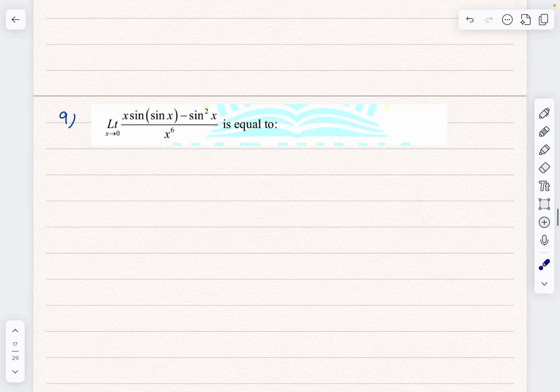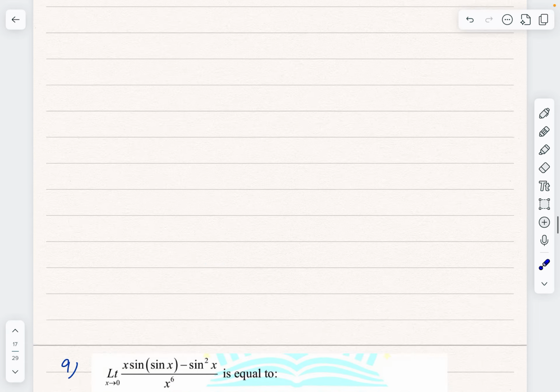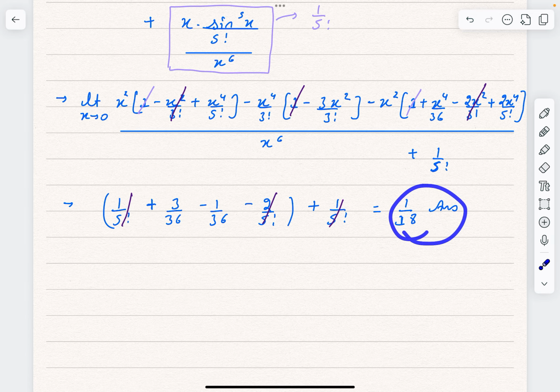Next one, guys. Next we have limit x tends to 0, x sine of sine x minus sine square x by x power 6. You can pause and give it a try. Let us start discussion now. The final answer here is 1 by 18. See how?